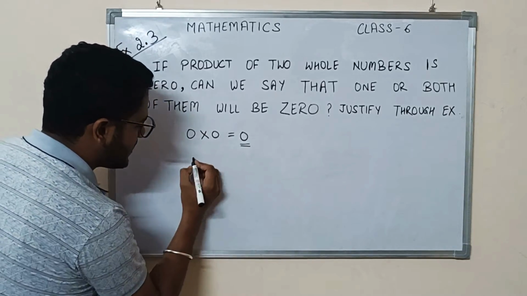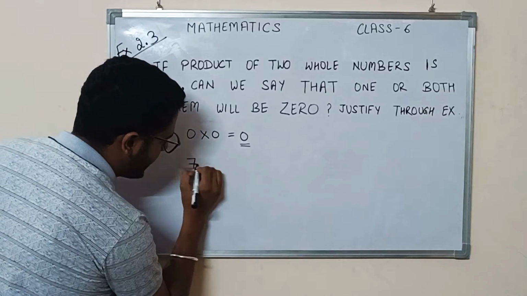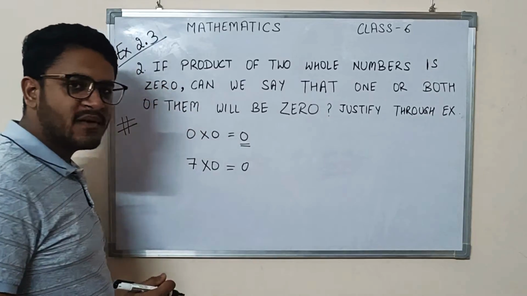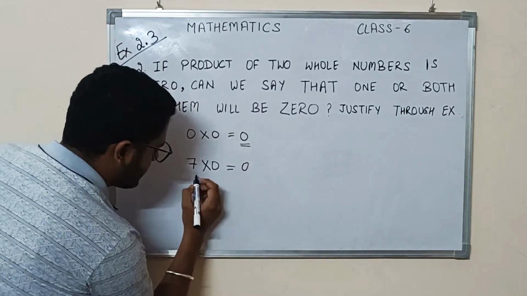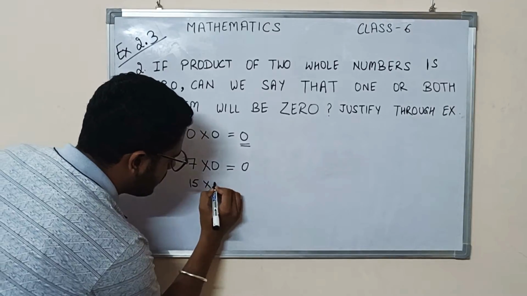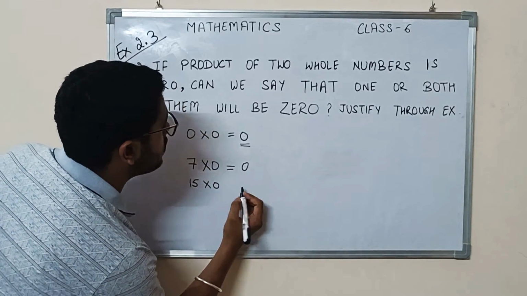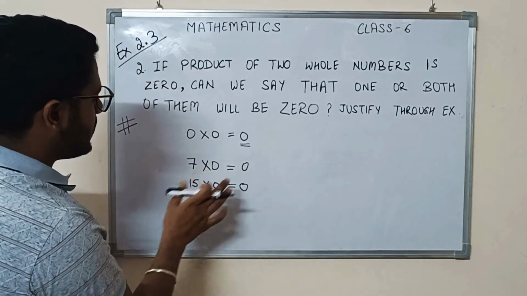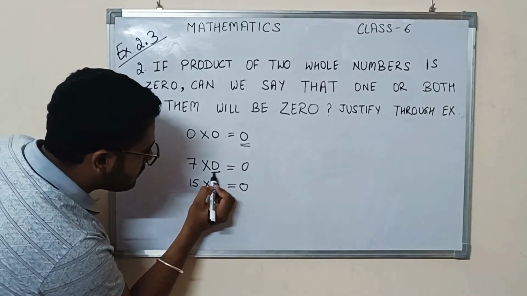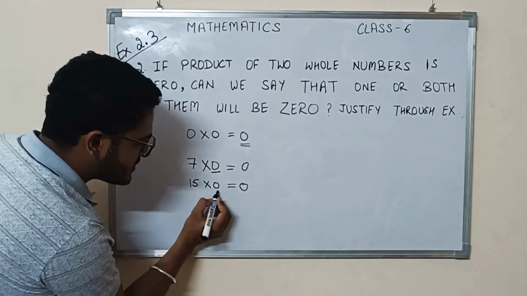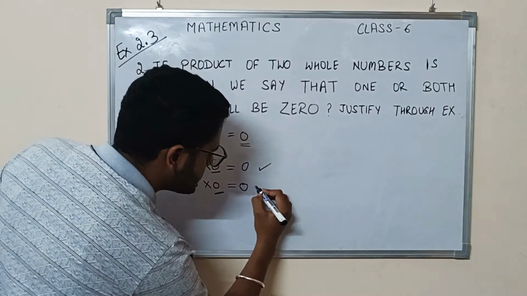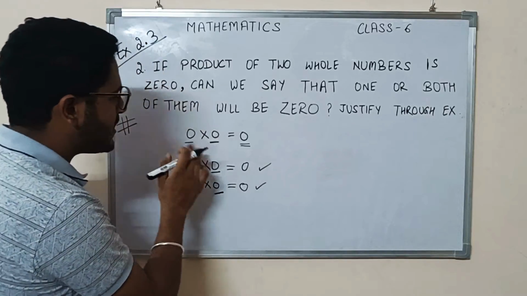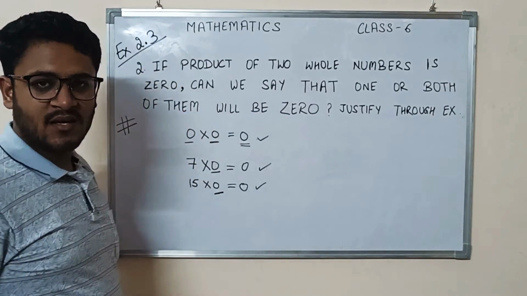Now let's take some other example. Let's say I do 7 into 0. What will be 7 into 0? It will again be 0. Let's take some other example. Let's say 15, or you can take any whole number. 15 into 0 is again 0. So in case only one number out of the two is 0, we are getting 0. And when both the numbers are 0 and they are multiplied, then also we are getting 0.